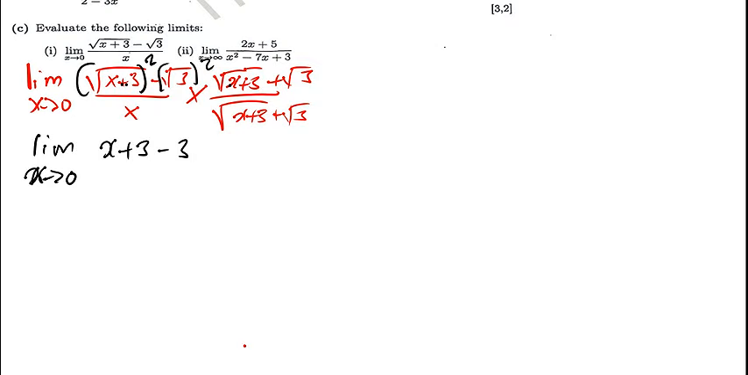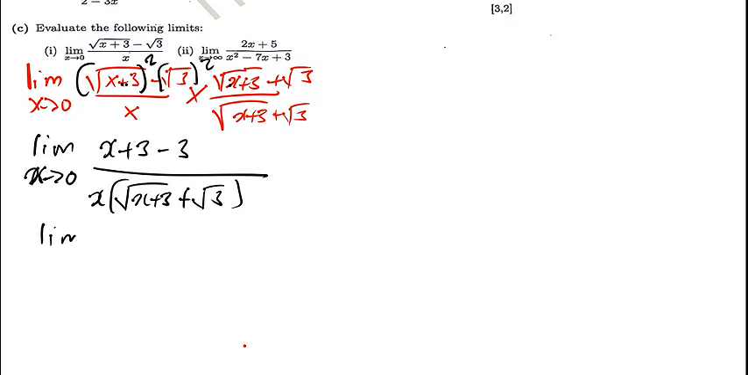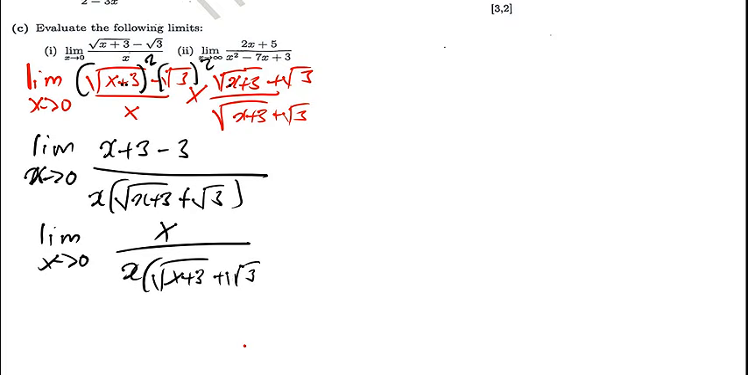I'll divide this by x, open brackets, root of x plus 3 plus the root of 3. The 3 minus 3 can go. I'll have limit as x goes to 0, not 3, sorry. Then 3 and 3 will go. I'll have x on top, and the denominator is x times root of x plus 3 plus root of 3. At this point, I can cancel x. I have limit as x goes to 0, 1 now on top. I have remained with this.